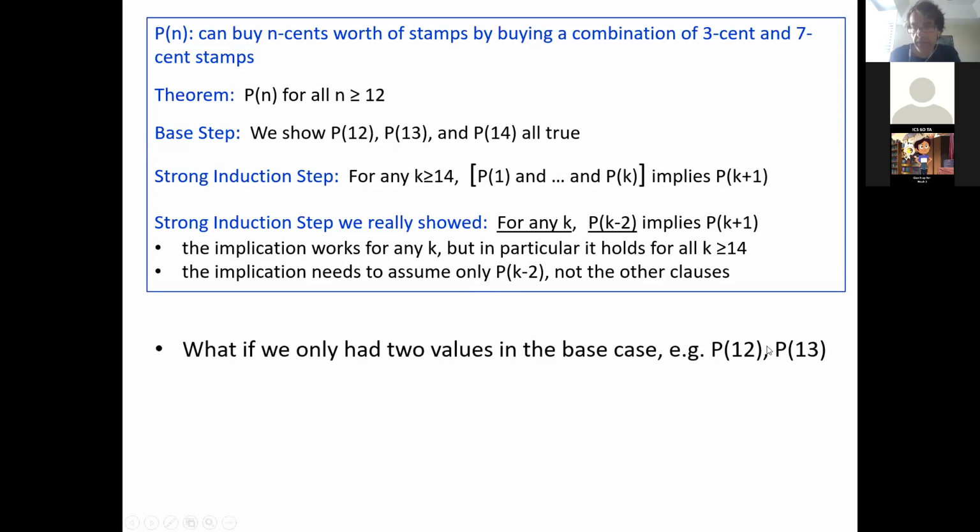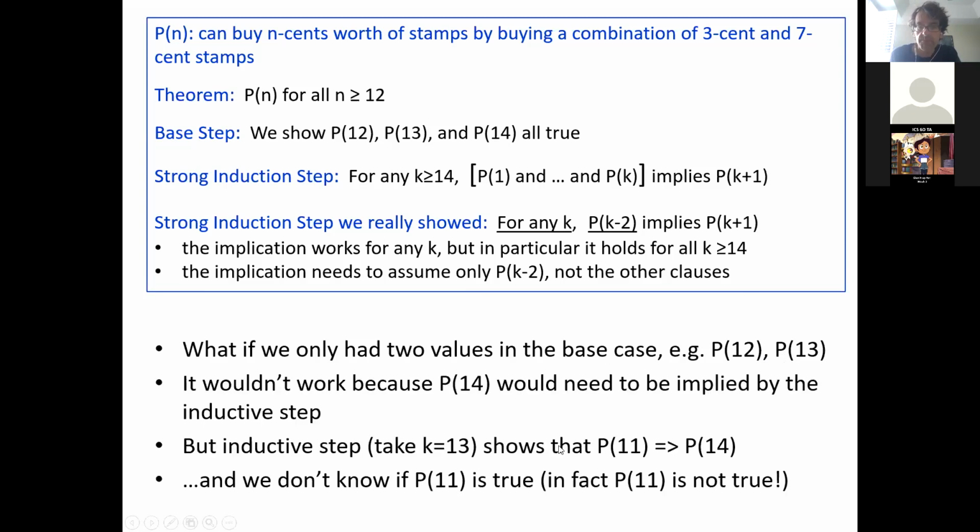So here I'm walking through the stuff that I already did. What if I got super lazy and I only proved base cases like this? Then P14 would have a problem, right? So I already said that.